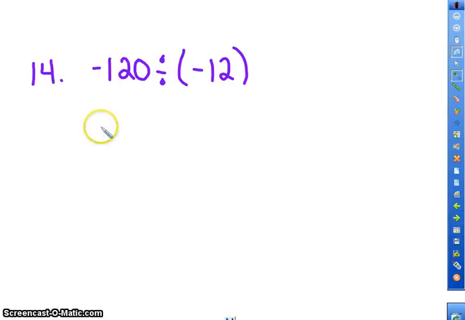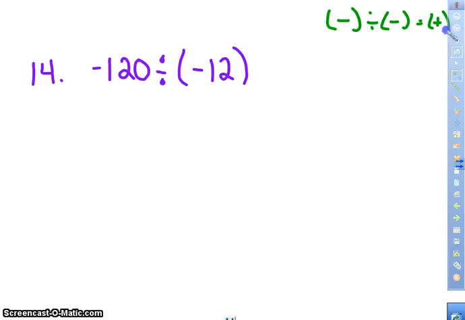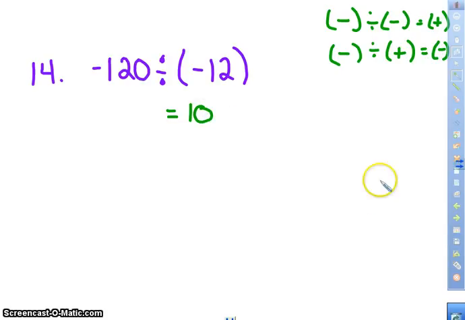Now I have division. Okay, and the rules for division are the same as they are for multiplication. So a negative divided by a negative would be a positive. And a negative or positive divided by a positive, so as long as the signs are different, would be negative, just like for multiplication. So I know my answer here is going to be positive because it's a negative and a negative. 120 divided by 12 is positive 10.